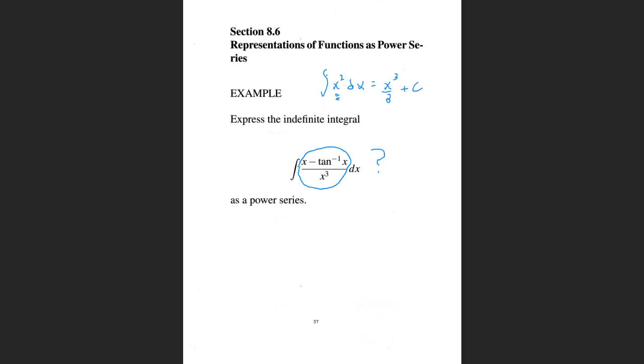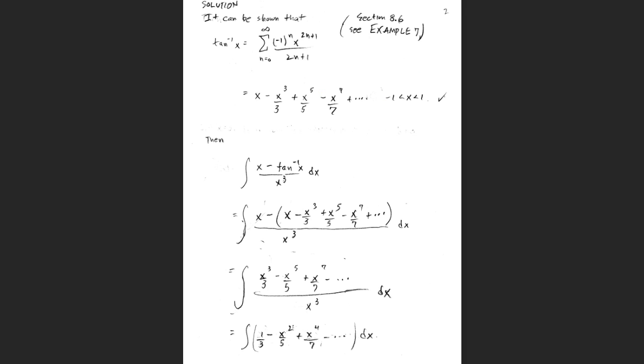So let's begin here. We know there's an arctangent involved, and it can be shown that the arctangent of x is this power series, where the interval of convergence, of course, is from -1 to 1. So we can just use that fact.